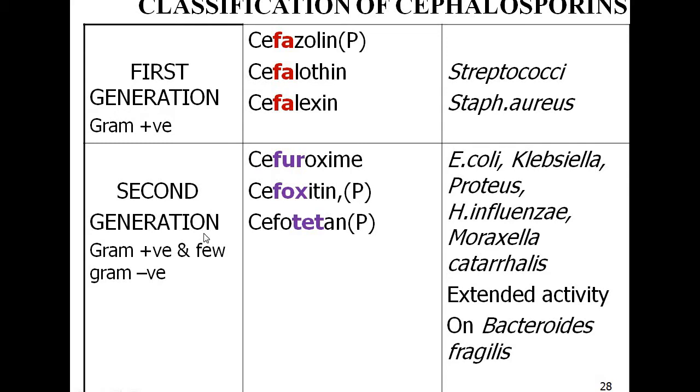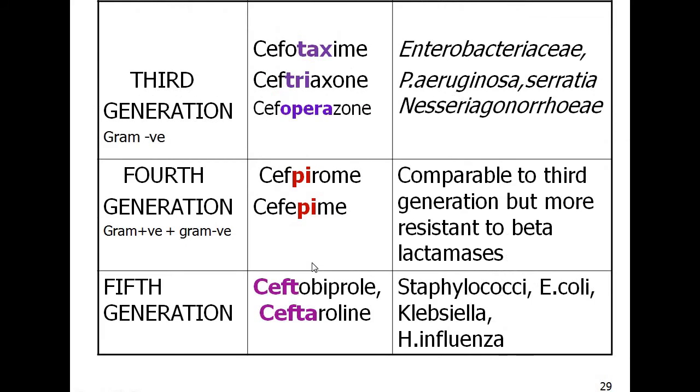Second generation cephalosporins, in addition to being effective against the mentioned gram-positive organisms, have activity against a few gram-negative organisms like E. coli, Klebsiella, Proteus, Haemophilus influenzae, Moraxella catarrhalis, and also extended activity against Bacteroides fragilis. Some examples of the second generation cephalosporins include cefuroxime, cefoxitin and cefotetan. So to remember second generation cephalosporins, look for 'fur', 'fox' and 'tet' in the spellings.